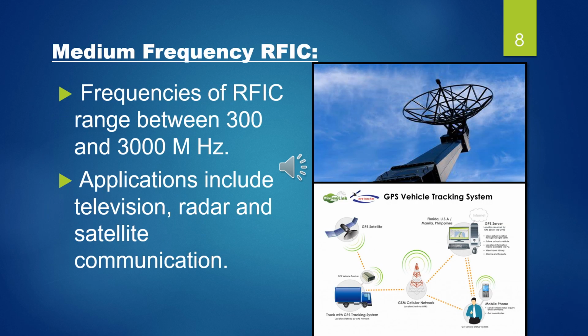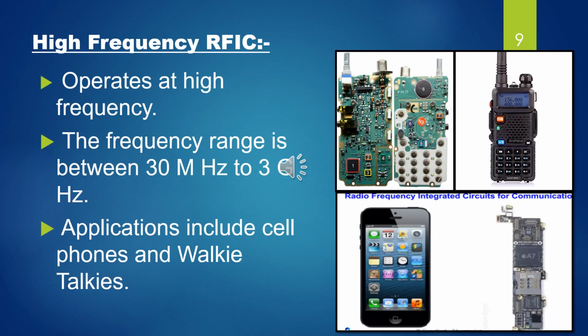And this type is the medium frequency RFIC. In this type of RFIC circuit, the frequencies range between 300 and 3000 megahertz. The applications where these medium frequency RFIC circuits are used are television, radar, and satellite communication. It is used where we require a high level of performance and accuracy.